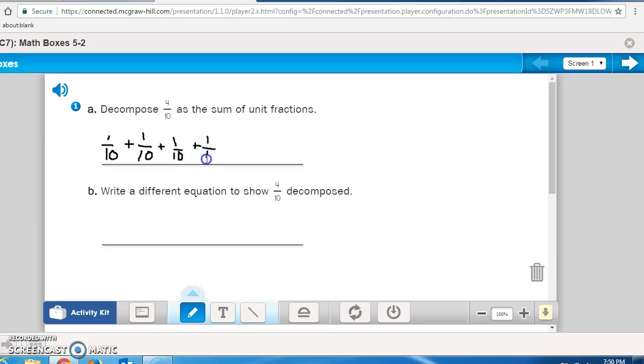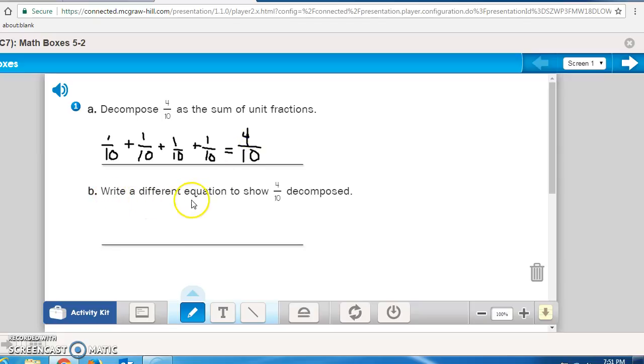Remember, when adding fractions, our denominator stays exactly the same. All of them are tenths. Here on the bottom, the number down on the bottom stays exactly the same. We do not add them. We add what's on top. And 1 plus 1 plus 1 plus 1 is going to equal 4/10.